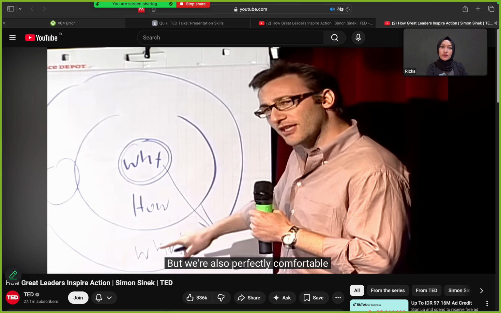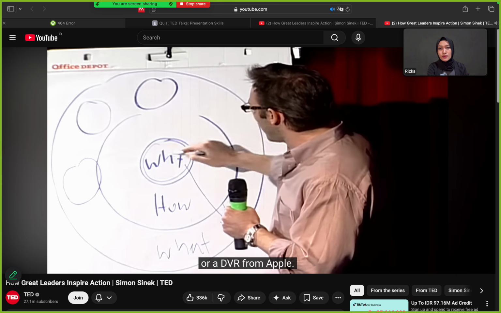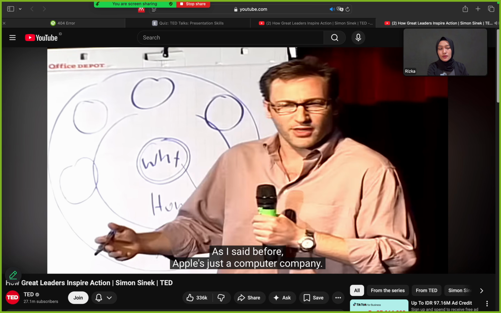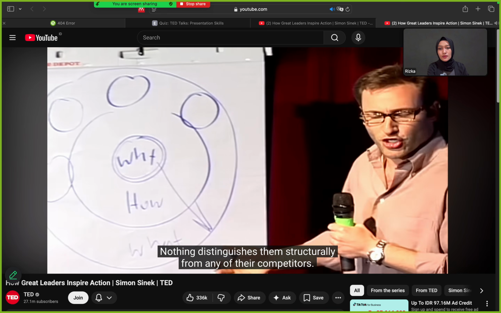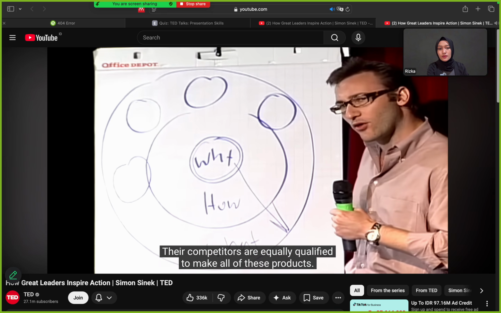But we're also perfectly comfortable buying an MP3 player from Apple, or a phone from Apple, or a DVR from Apple. But as I said before, Apple's just a computer company. There's nothing that distinguishes them structurally from any of their competitors. Their competitors are all equally qualified to make all of these products.